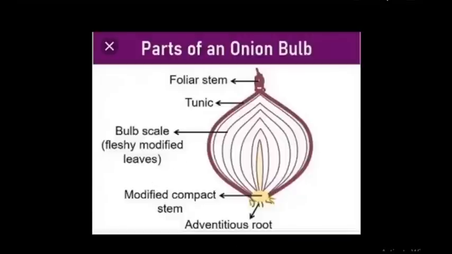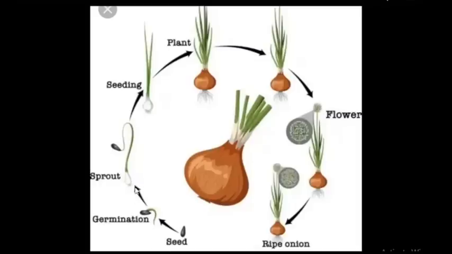So here we also have another example. This particular one talks about all of the stages of growth that we have in the onion. It starts from the seed, moving through germination, when it sprouts, to the seedling, and then the plant, before it starts to flower and then becomes a ripe onion. So that is basically what we have to say about this particular species.